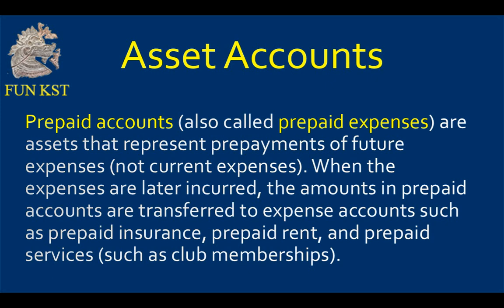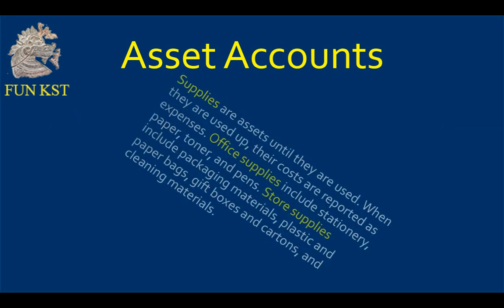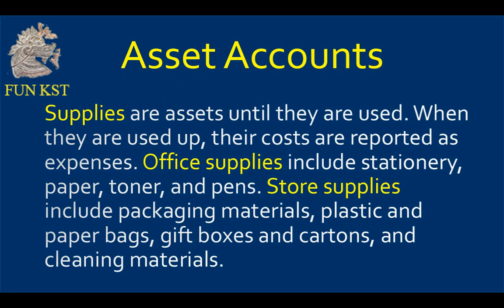Prepaid accounts, sometimes called prepaid expenses, are assets that represent prepayment of future expenses, not current expenses. We have prepaid insurance, prepaid rent, and prepaid services, such as club membership. Supplies are also assets, and we have two types: office supplies and store supplies. Office supplies include stationery, paper, toner, and pens. Store supplies include packaging materials, plastic and paper bags, gift boxes and cartons, and also cleaning materials.